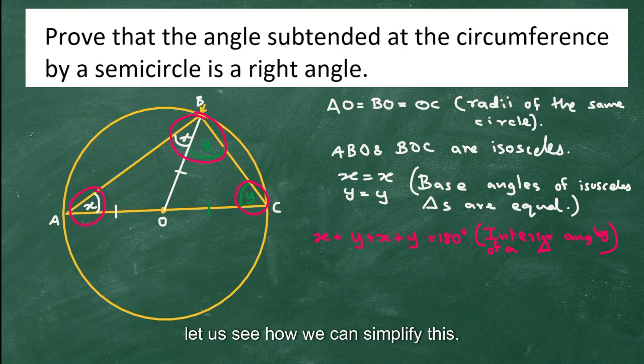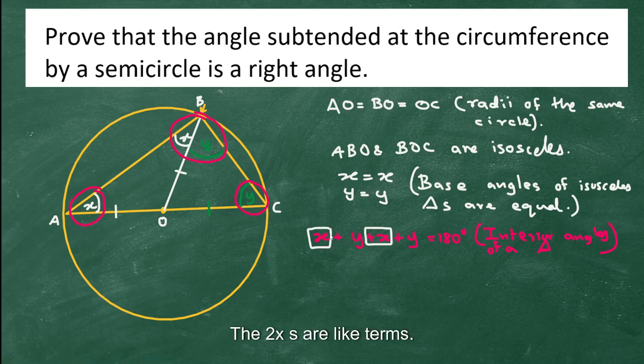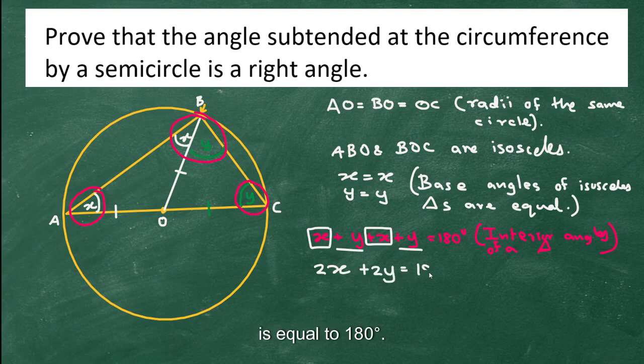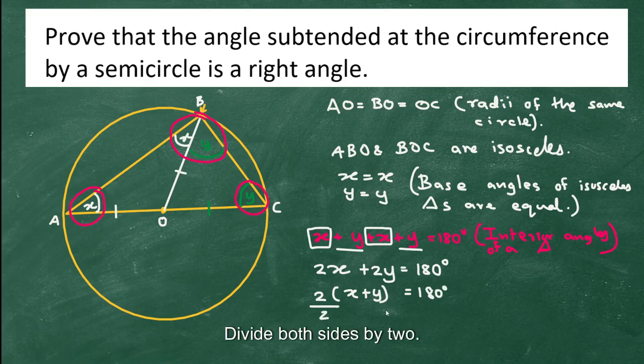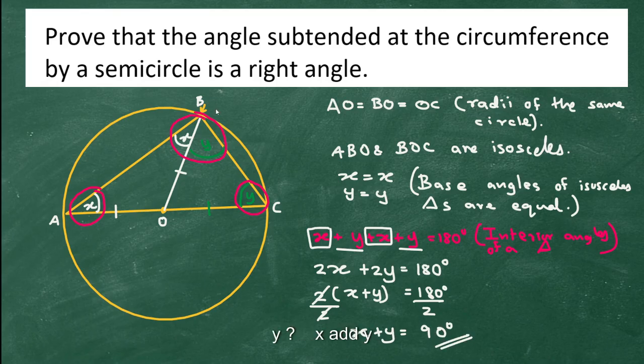So let's see how we can simplify this. The two x's are like terms, so that's 2x, and this y add y, that's 2y, is equal to 180 degrees. Factorize the 2 out, you get 2 bracket x add y is equal to 180. Divide both sides by 2. So I get x add y is equal to 90 degrees. Now what's x add y? x add y is this angle here, which is the angle that we needed to prove as a right angle.